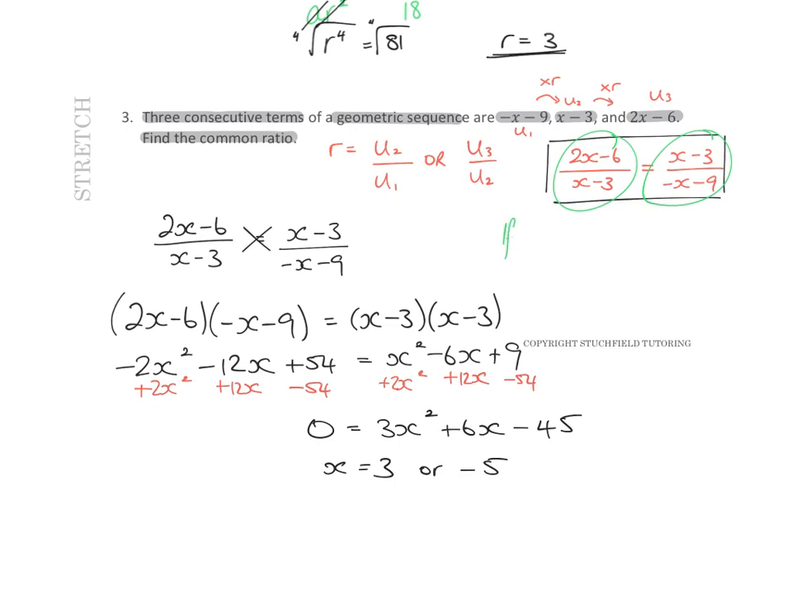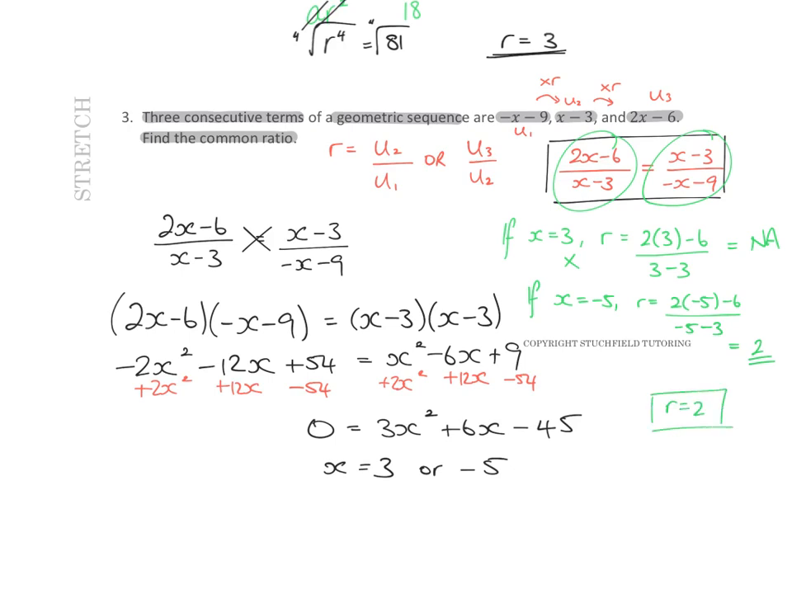So if I sub that in, if x equals 3, then R equals 2 lots of 3 minus 6. I'll write this down actually. Now that's going to equal 0 on the bottom, so that is not possible. If x equals minus 5, then R equals, put all of that in my calculator, equals 2, so R equals 2. And that is my final answer.